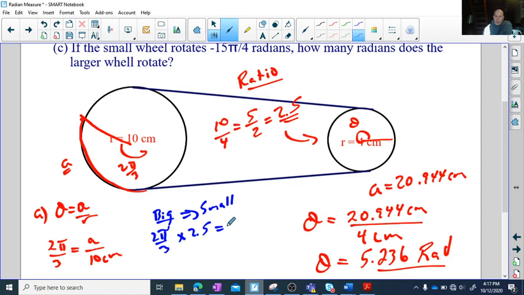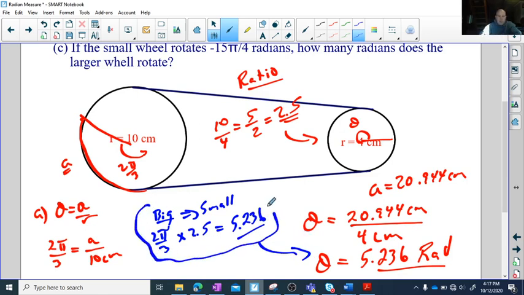It'll give us the angle, which I was looking for. So 2 multiplied by pi, and then divide that by 3, and then multiply that by 2.5, and we get 5.236. Look at that, same answer. So that's using what they call a ratio system.